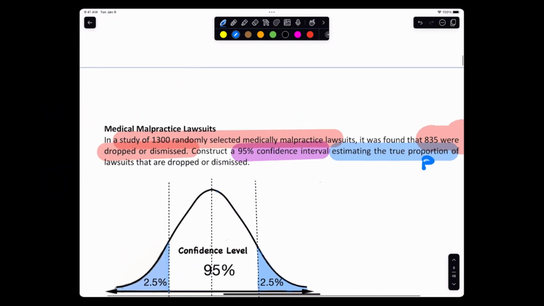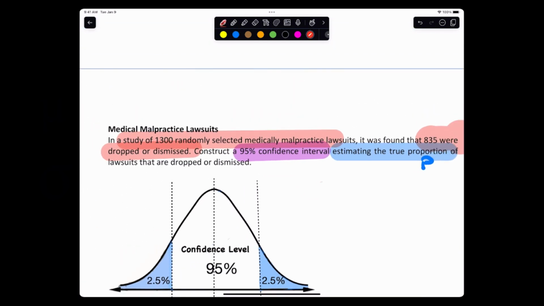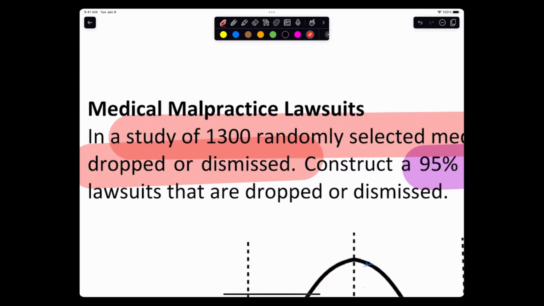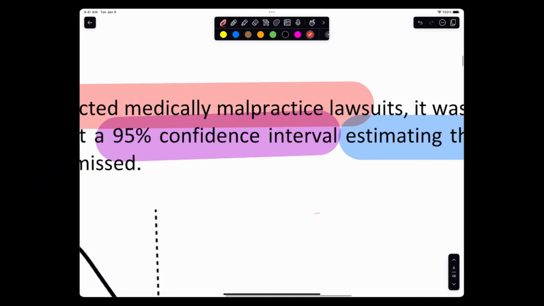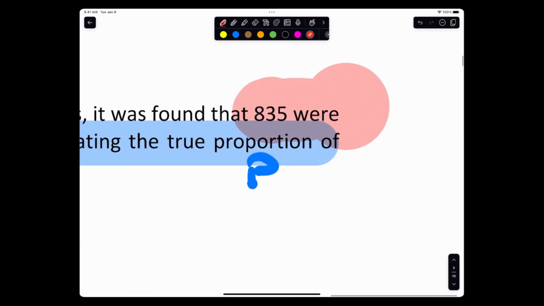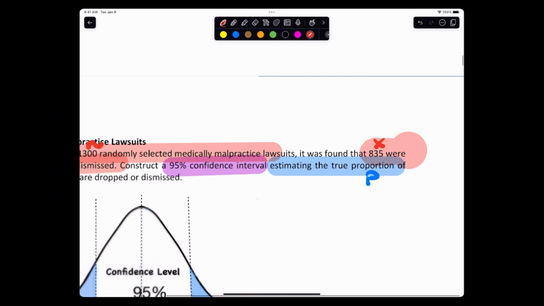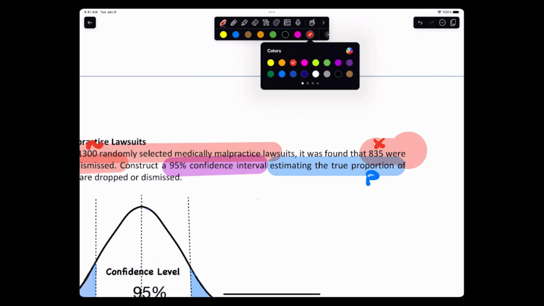All righty. Now we're going to have to read the red. If they say a study of 1,300, a study is the same as a sample. What does that mean? N is 1300. Then that must mean, what were the successes? What is X? 835. What's the confidence level? 95%. I'm going to label that confidence level.